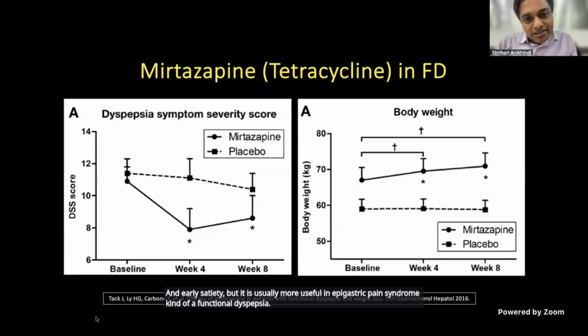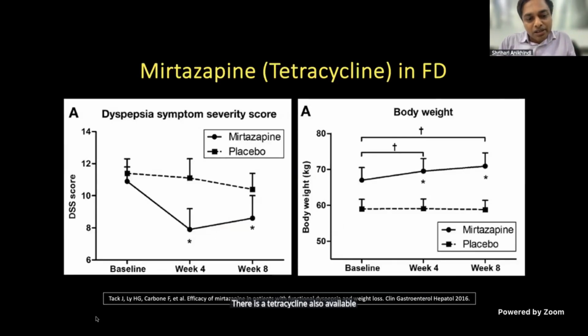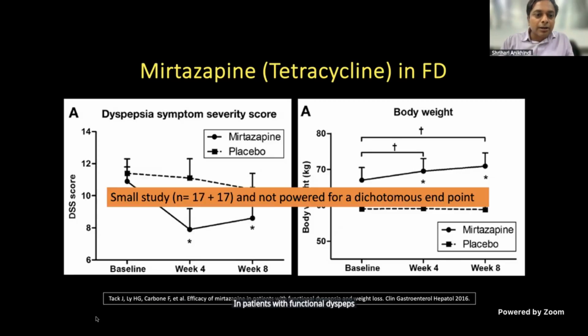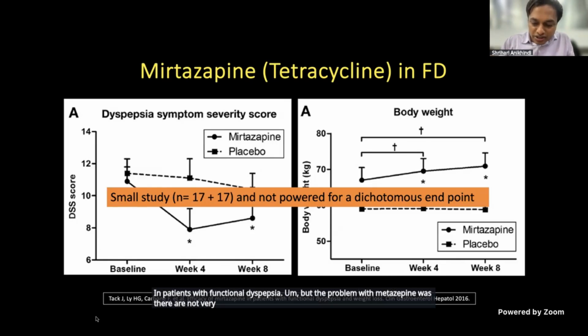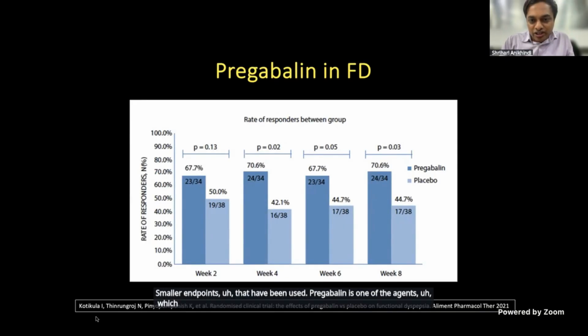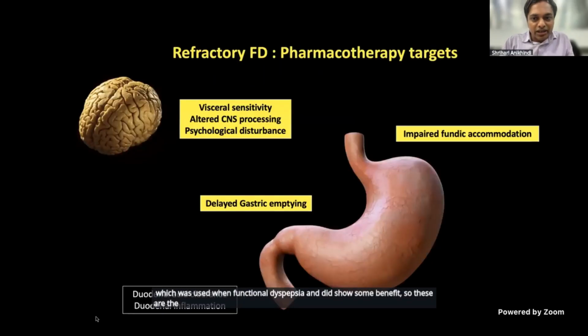There is a tetracyclic also available in the market by the name of mirtazapine, and it has also shown benefit in patients with functional dyspepsia. But the problem with mirtazapine was there are not very well-powered studies to prove its benefit. Smaller studies with smaller endpoints have been used. Pregabalin is one of the agents which was used in functional dyspepsia and did show some benefit. So these are the psychotropic agents that are available.